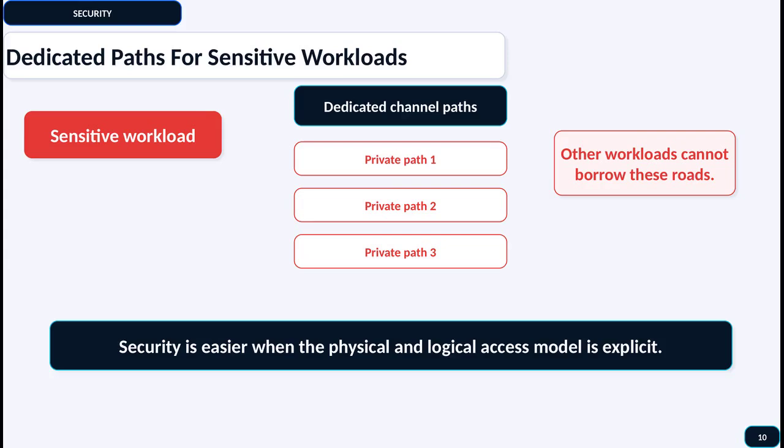Some workloads are more sensitive than others. For example, a critical production workload might require dedicated channel paths that no other partition can use. The IOCDS allows that kind of design because access is explicit. It is like giving an emergency service a private road, so it is not delayed by normal traffic. Other workloads may share general paths, but the sensitive workload receives protected routes. This is one reason the architecture is so valuable in environments where reliability, separation, and control matter.